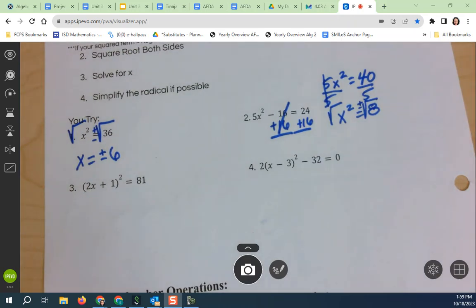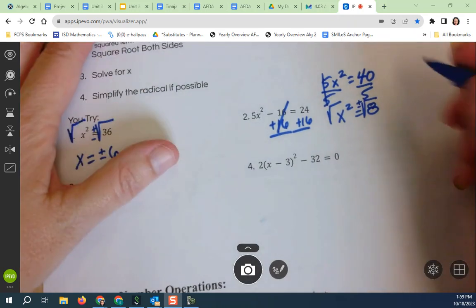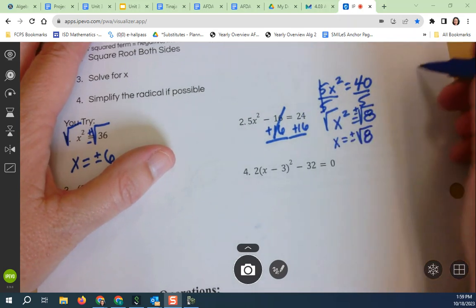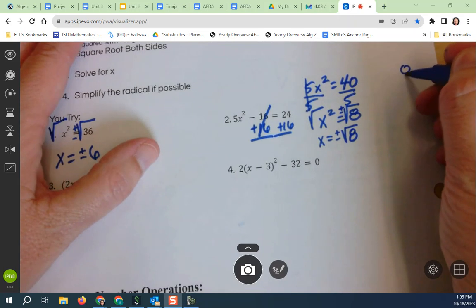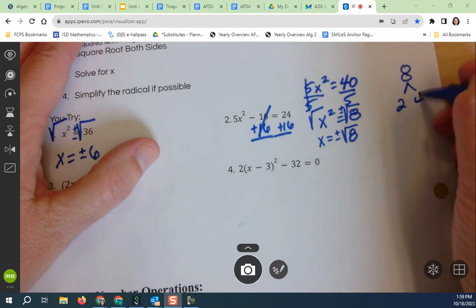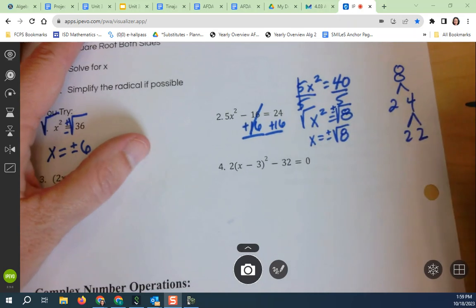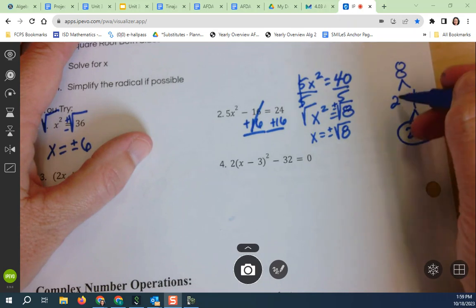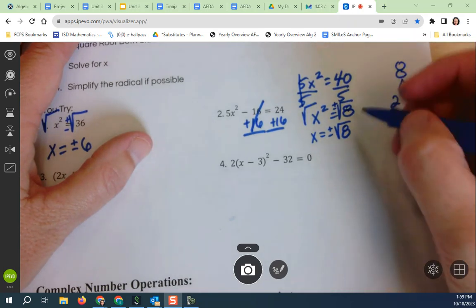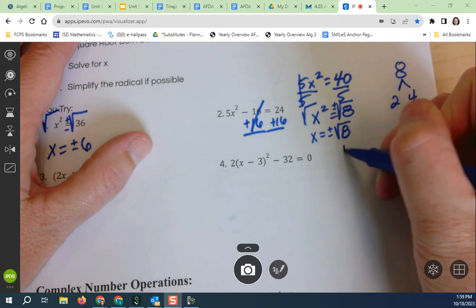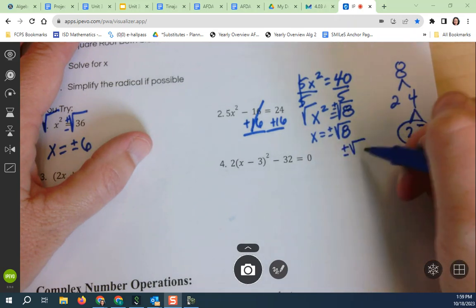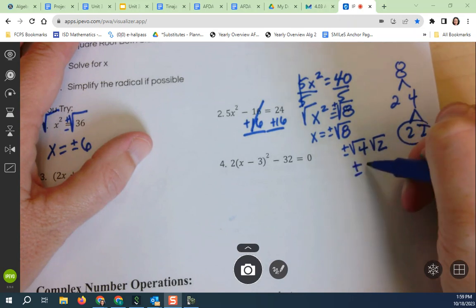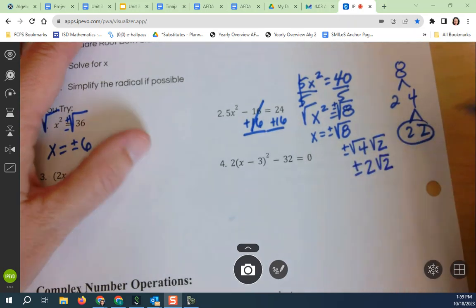The factor tree for 8. Okay, so x is going to equal plus or minus root 8, and then we're going to do a factor tree for 8, which is not that bad. 2 times 4, 2 times 2. I see that there's 3 2's, but they're not helpful unless they're in pairs. So those two I can pair together. That one's going to be left. So I have plus or minus square root. This times this is 4. That's just 2. And then that gives me plus or minus 2 root 2.